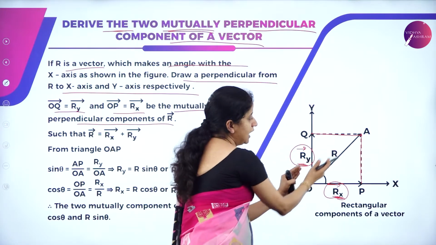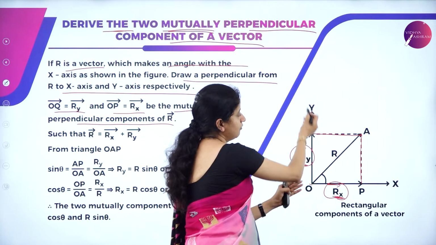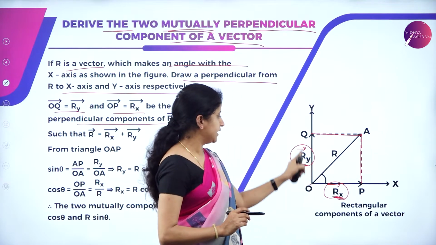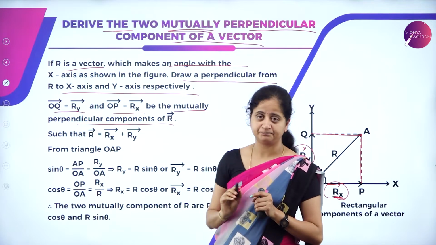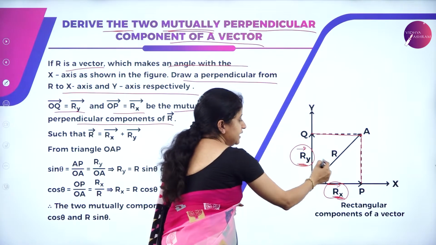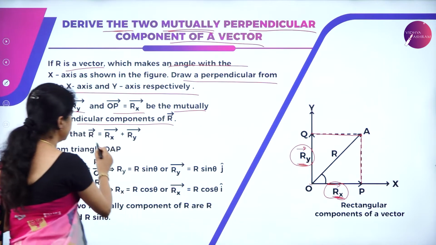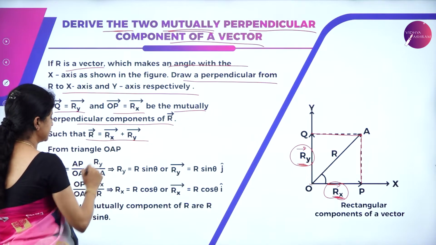As I told you, R is split into two components. Along x-axis it is Rx, along y-axis it is Ry. So on the x-axis I have taken OP and on the y-axis OQ. So OP equals Rx, OQ is Ry. Now, we know the resultant vector is nothing but the sum of the two components. Here, the resultant is R, which is equal to the sum of two components, that is Rx plus Ry.